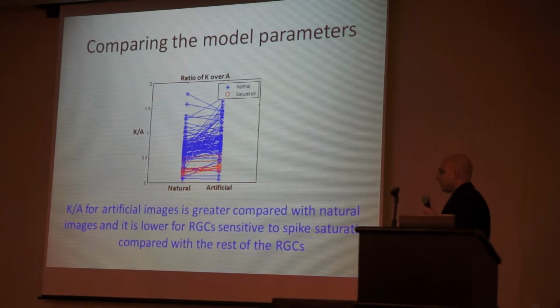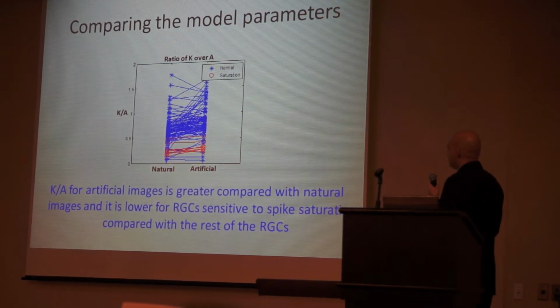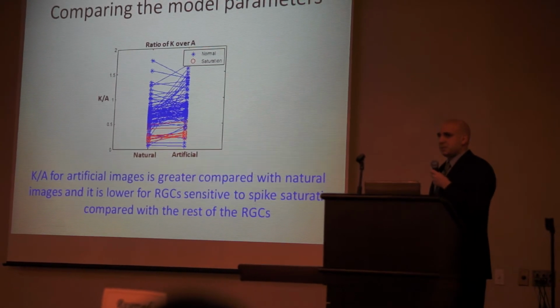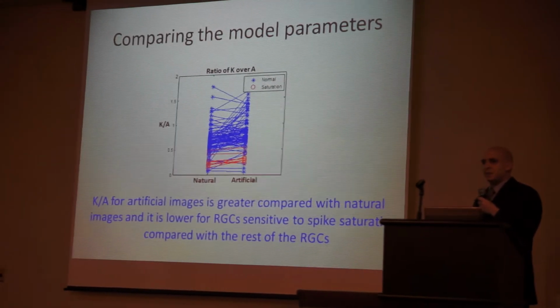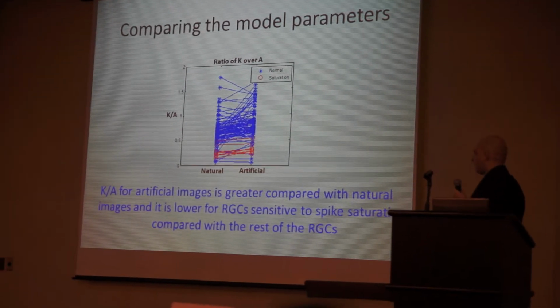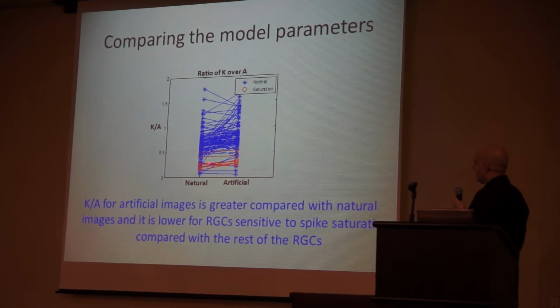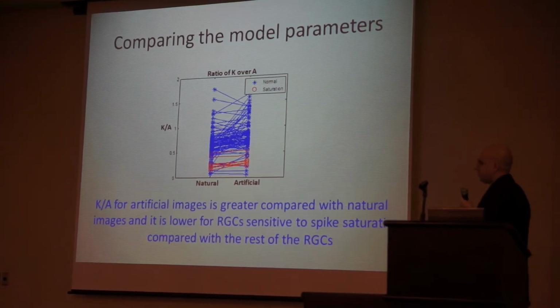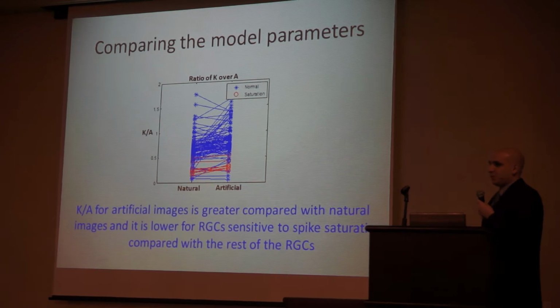Now, looking at the K and A parameters that we optimized, we found that there is some dependency between the parameters. So we used the ratio of K over A to represent them, since it showed more reliable results. For artificial images, the ratio was greater than for natural images, and in general, those RGCs experiencing spike saturation had a lower ratio compared to the rest of the cells.